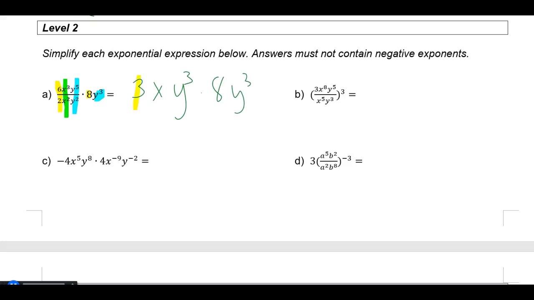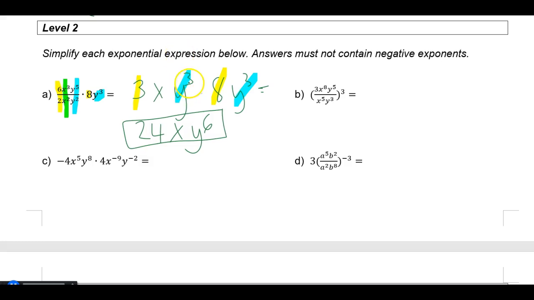So multiply this and this, and add this and this. And nothing will happen to that x because it doesn't have any partners to do anything with. So 3 times 8, 8, 16, 24. X, y, is that going to be 9, the new exponent, or 6? Well, it's a power, or no, it's not a power rule, it's a product rule, so you're going to add them, because this is saying 3 y's are being multiplied together by another 3 y's. So altogether, 6.